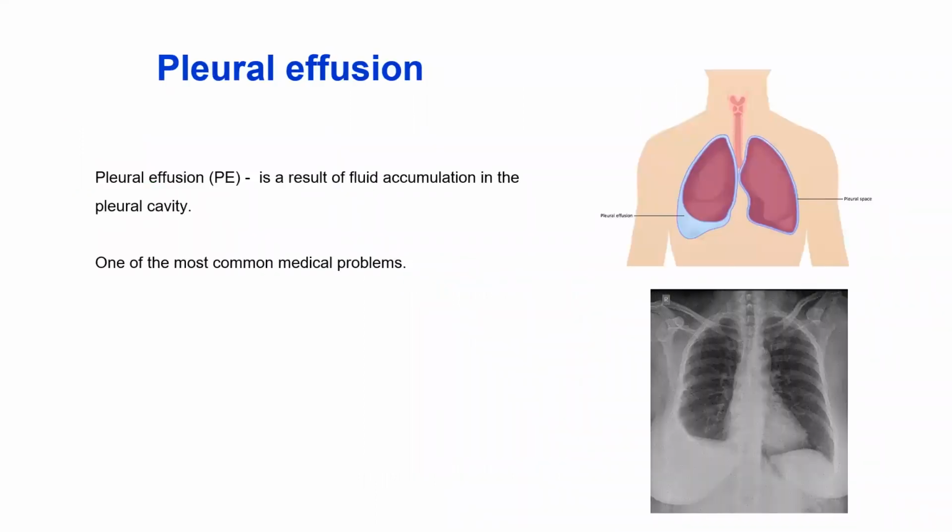By the way, what does it mean, pleural effusion? Pleural effusion is a fluid accumulation in the pleural cavity, and this is a common medical problem in clinical practice. As for these images, in the upper image you can see the scheme of pleural effusion. This is the accumulation of excess fluid in the pleural cavity, and in the lower image, you can see a plain chest X-ray of a patient with right-sided pleural effusion.